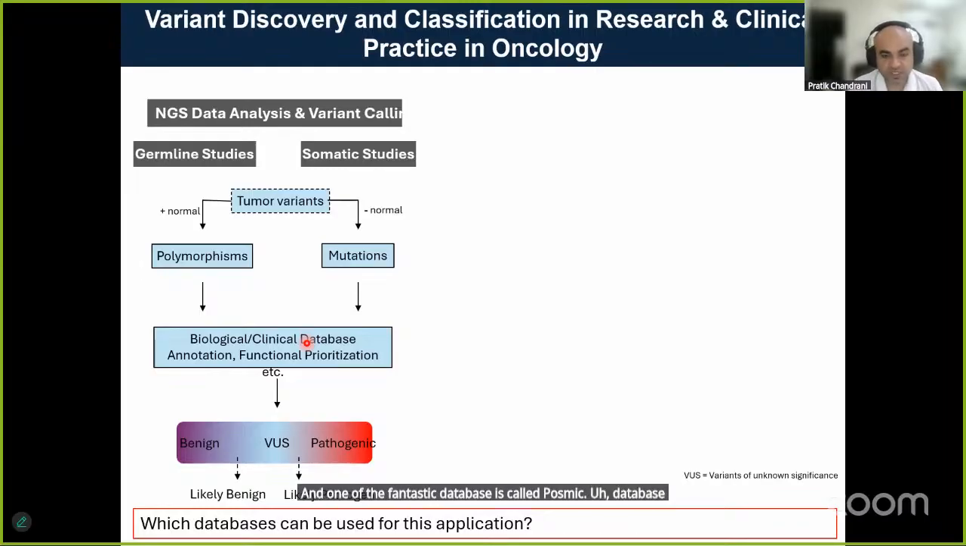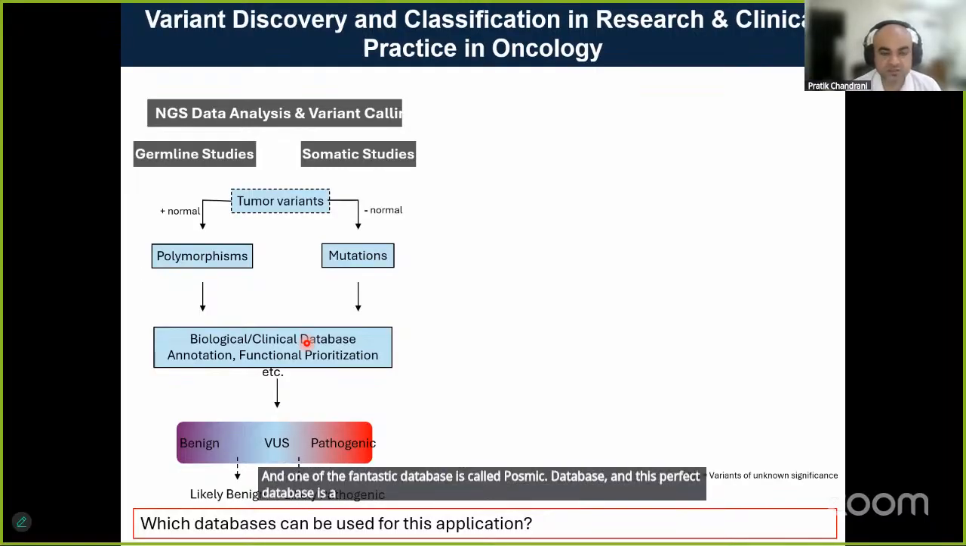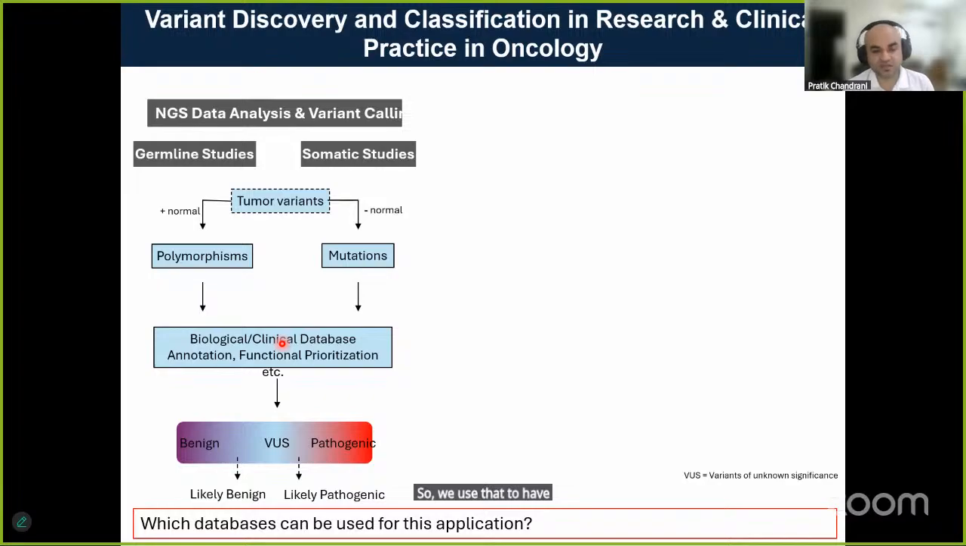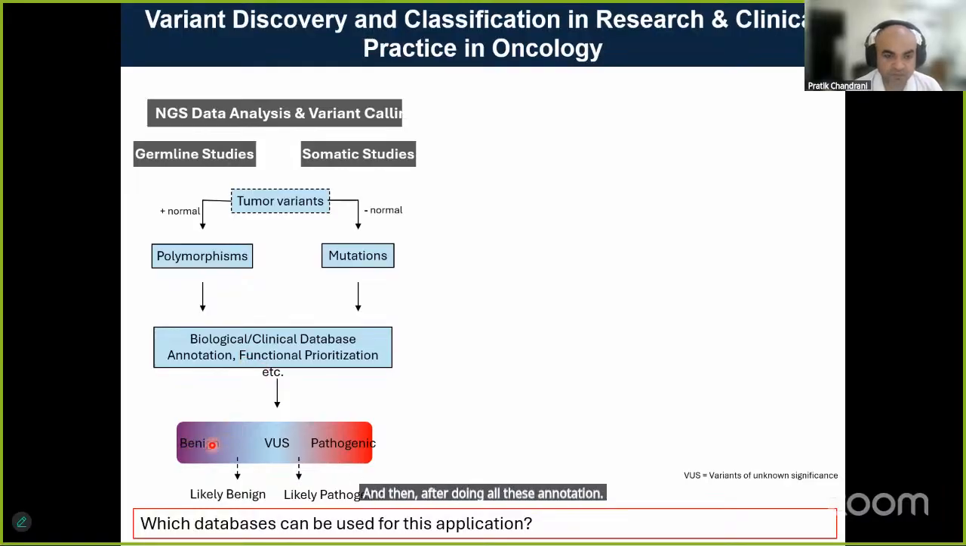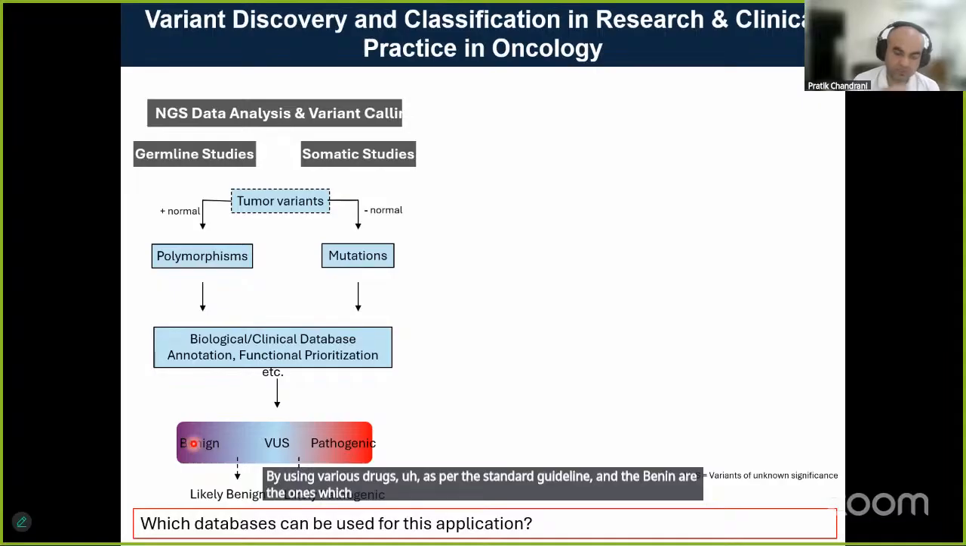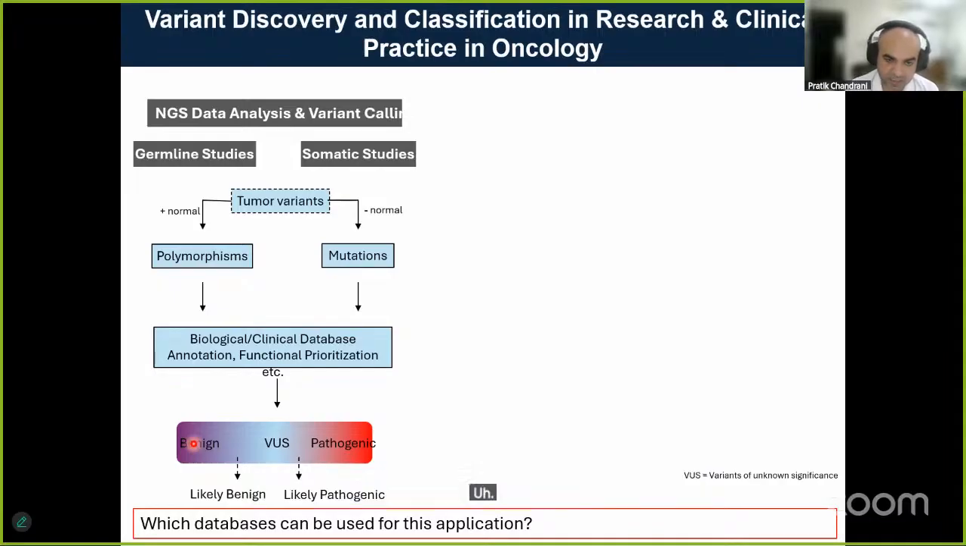database, and this COSMIC database is a somatic database of all the somatic alterations in the cancer genome. So we use that to have an indirect annotation of a non-trivial alteration. And then after doing all this annotation, we want to classify a mutation into either a benign or a pathogenic category. A pathogenic one is the one which we will use for targeting by using various drugs as per the standard guideline. And the benign are the ones which we will ignore and we will not target them.